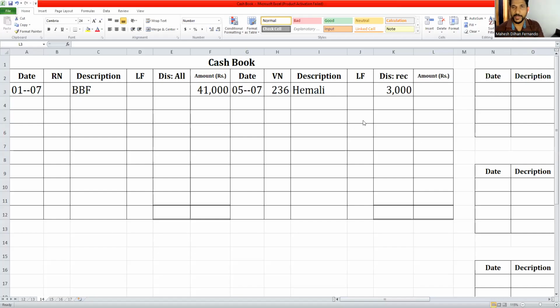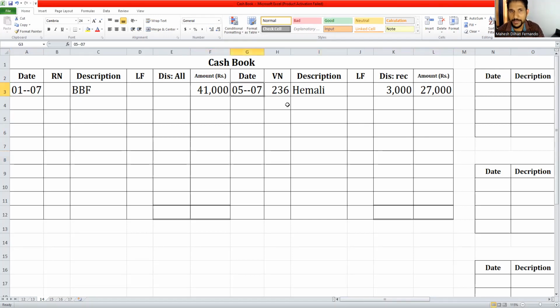Right. Let me explain the question from the beginning. The opening balance of the cash book is 41,000. Then the second point says that we have settled Hemali's account, value 30,000, subject to a 10% discount. Therefore, the discount received is 3,000. Amount paid in cash is 27,000. Okay, record it that way.